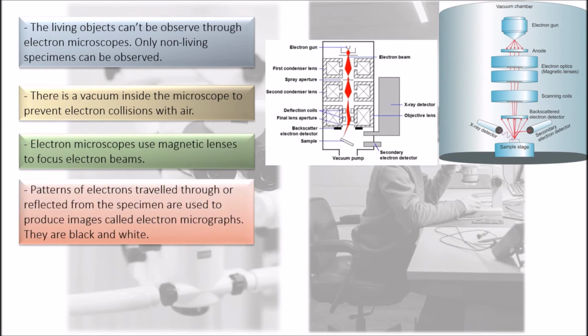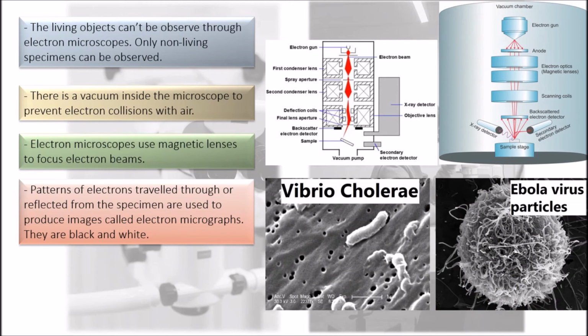The image is created using electron patterns that travel through the specimen or that are reflected from the specimen. Therefore, surrounding magnetic fields can affect the flow of the electron beam. It is a disadvantage of electron microscopes. The image can't be seen directly with the naked eye, as in a light microscope. The final image produced is called an electron micrograph, produced by specialized digital cameras.